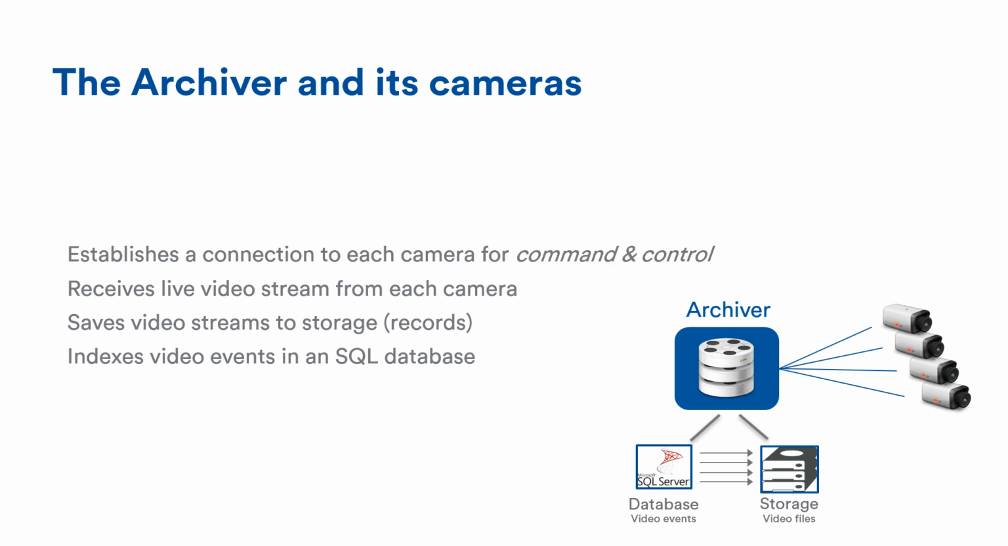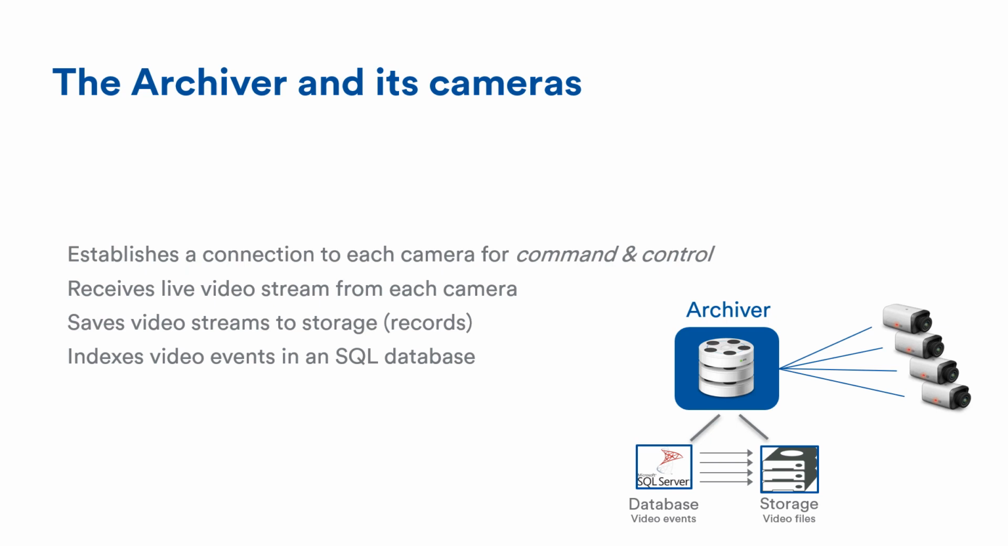Video events would include things like motion detected, recording started, recording stopped, bookmark added, RTP packets lost, and even analytics events generated by the camera's own video analytics. Every video event written to the database includes a pointer to the video file saved in storage.